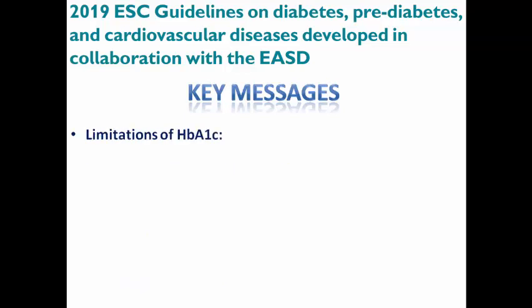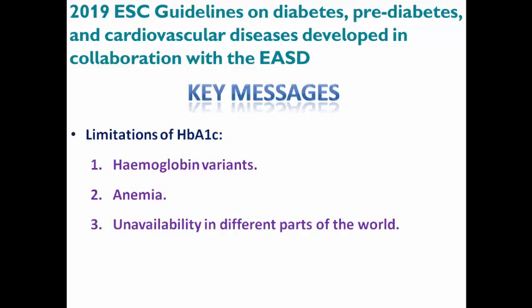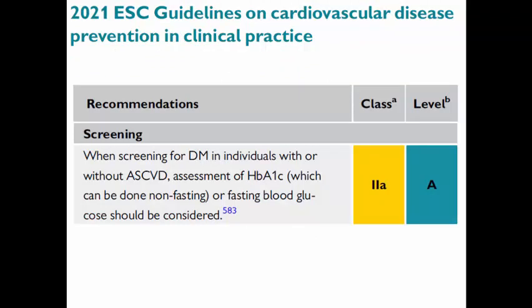We have some limitations of hemoglobin A1C, for example some genetic variants of hemoglobin. In case of anemia, there is overestimation of the ratio of glycated hemoglobin, and unfortunately hemoglobin A1C is unavailable in certain parts of the world, so in this case we would depend on fasting blood sugar and 2-hour postprandial to diagnose diabetes. The 2021 guidelines are nearly the same regarding the diagnosis of diabetes, and they recommend the assessment of hemoglobin A1C and fasting blood sugar in any patient with or without atherosclerotic cardiovascular disease, and that's class 2A.